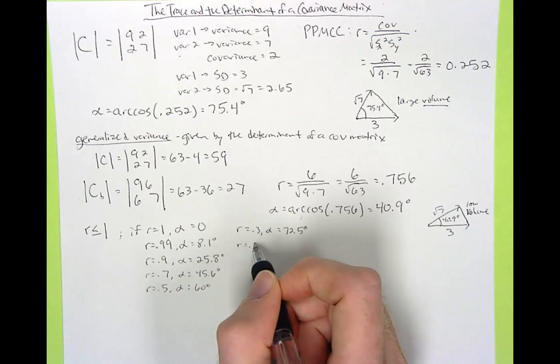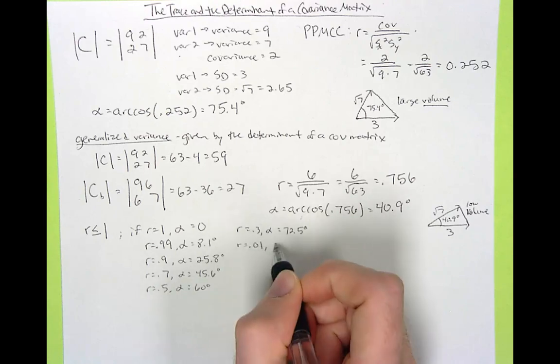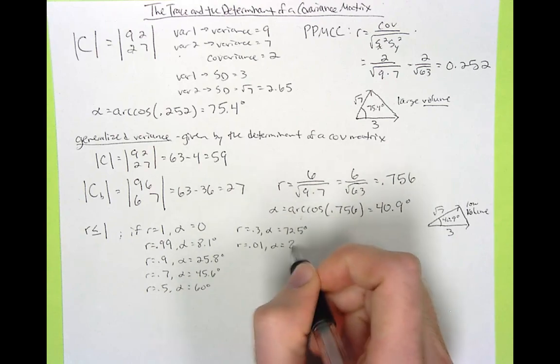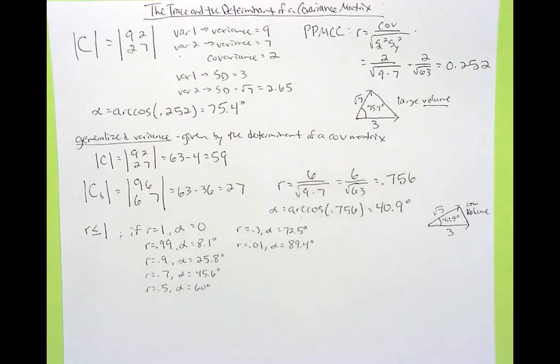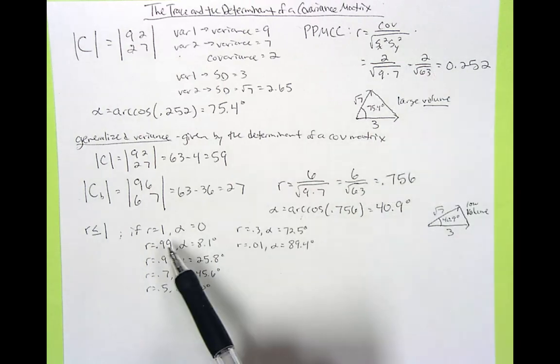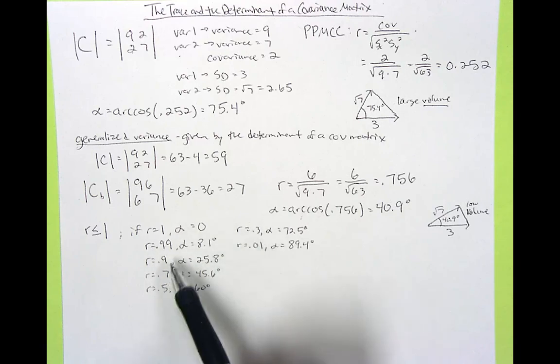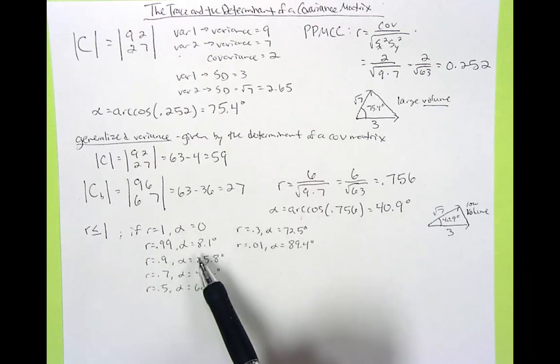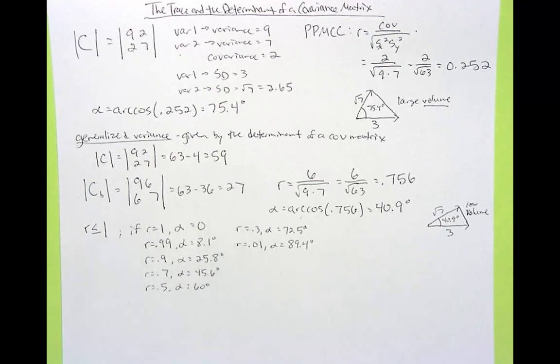And say it gets really close to 0 and there's almost no correlation at all, the angle is going to get really close to 90 degrees, but it will never reach 90 degrees unless r is 0. So, as covariance increases, so as we went from 2 to 6, our r increases as well. Therefore, the volume decreases, which means we have more overlap and more redundancy. And I just wanted to point that out to you guys, make that connection.